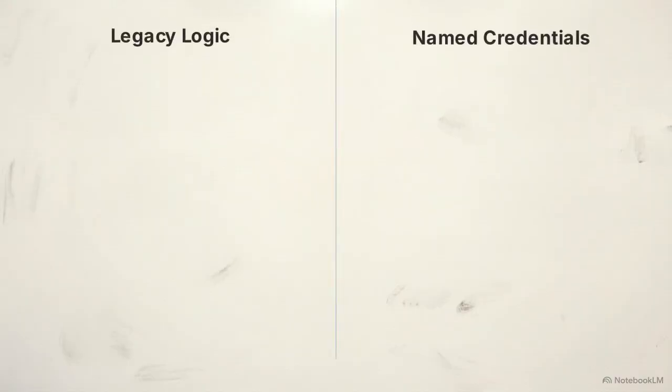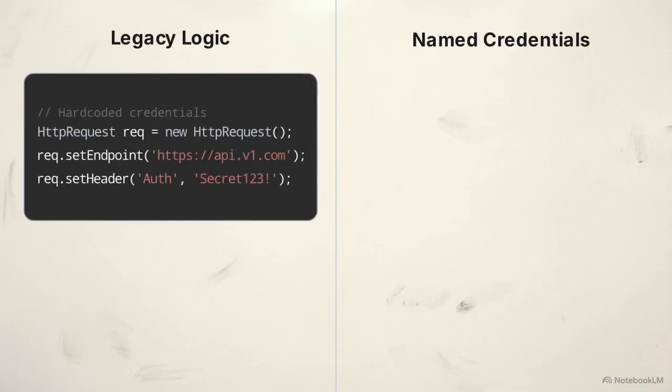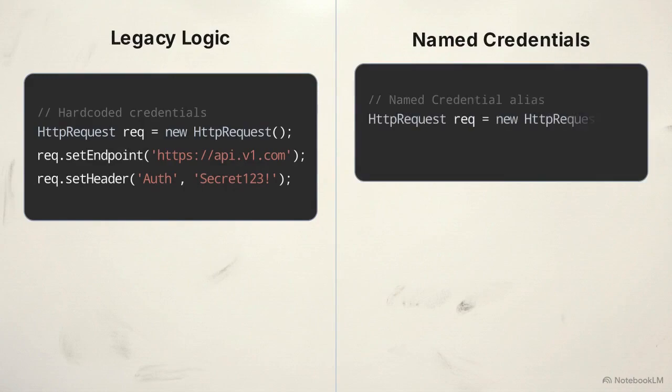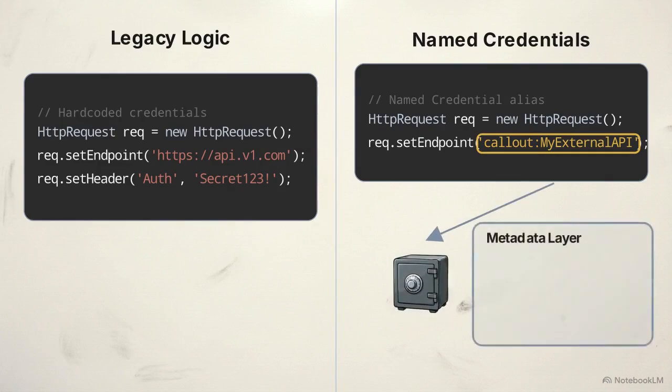In this side-by-side comparison, legacy logic on the left relies on physical URLs and explicit headers. On the right, the callout alias replaces both. The string myExternalAPI routes the request away from execution code into an isolated metadata layer. This routing architecture creates centralized management.